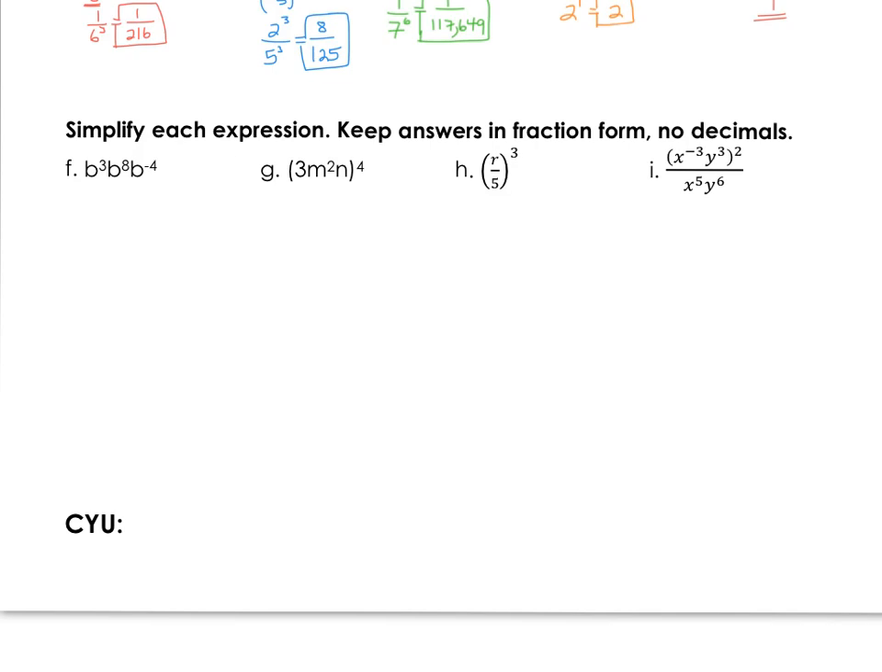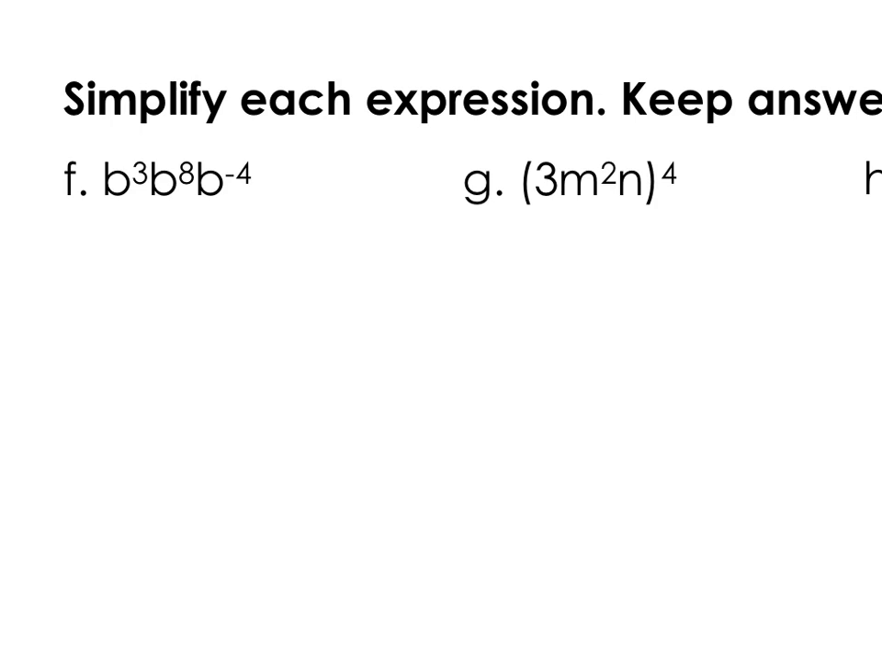For F through I. Simplify each expression, keep answers in fraction form. Again, no decimals. When we incorporate variable bases, all we can do is apply the properties. Once you've condensed that property and simplified it completely, there's nothing else we can do to evaluate. In our first example, F, we have b to the third power, b to the eighth power, b to the negative 4 power.